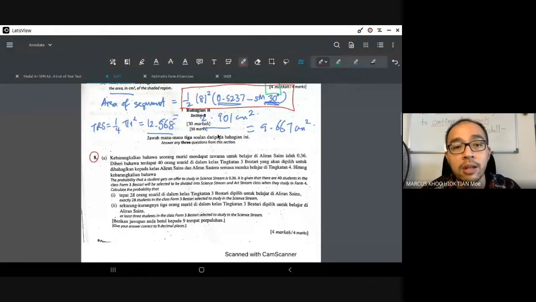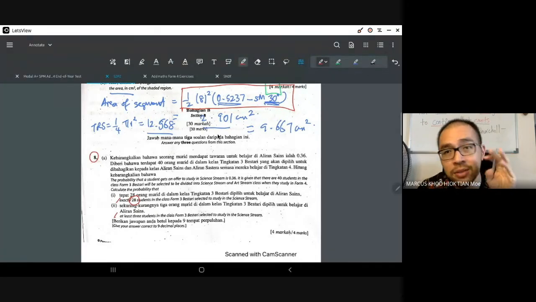The probability that the student gets an offer to study in science stream is 0.36. It is given that 40 students in the class Form 3 Bestari will be selected to be divided into science stream and art stream class when they study in Form 4. Calculate the probability that exactly 28 students. Now the words exactly, the words at least 3 students, and of course the number of students is very little, it's only 40 students. So this brings us to the binomial distribution.